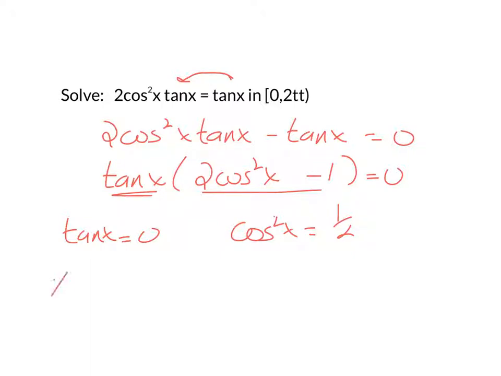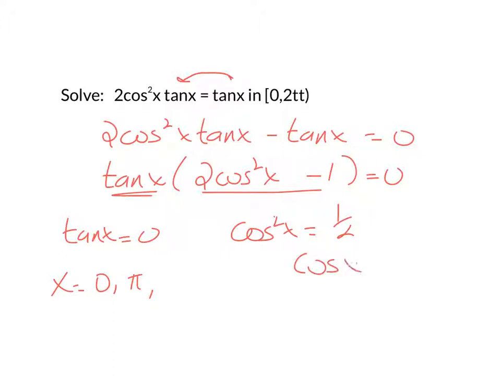All right, now I know where tangent's 0. Tangent is sine over cosine, remember? So anywhere sine is 0, tangent is 0, and sine is 0 at 0 and pi. So that's 2 of my answers already. Now this side I'm going to have to solve out a little bit.